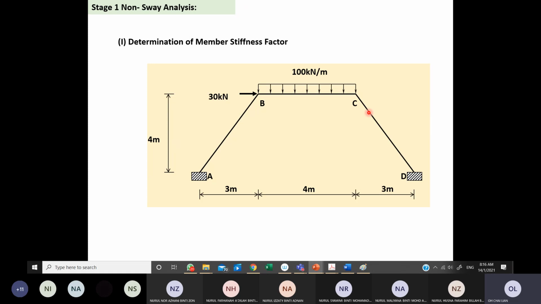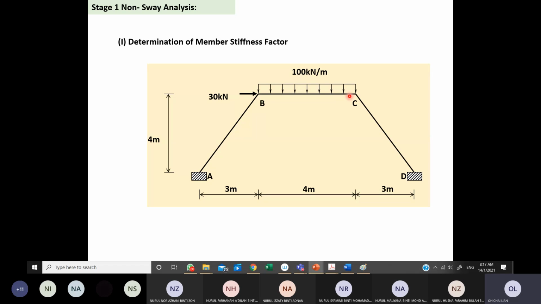Maybe class, I will open freely right now. Can you tell me, for joints A, B, C, D, what is the condition? Either it is a fixed condition or a pin condition. Let us start with A. Do you think A is pin or fixed? Fixed. How about B and C? Fixed, because these are internal, so they will be fixed. How about D? Fixed. So all of these are fixed.